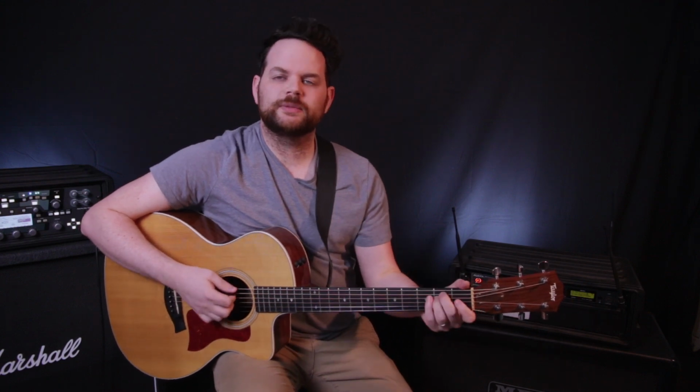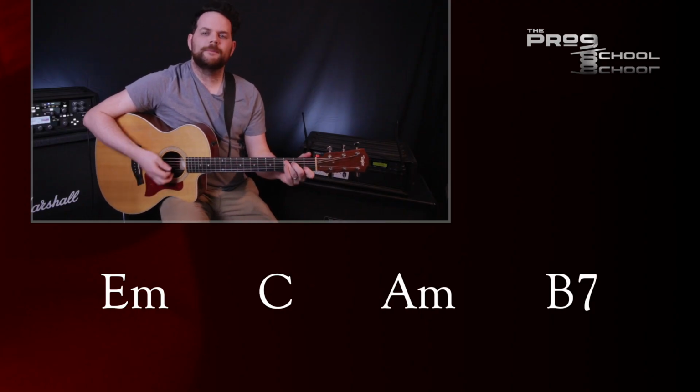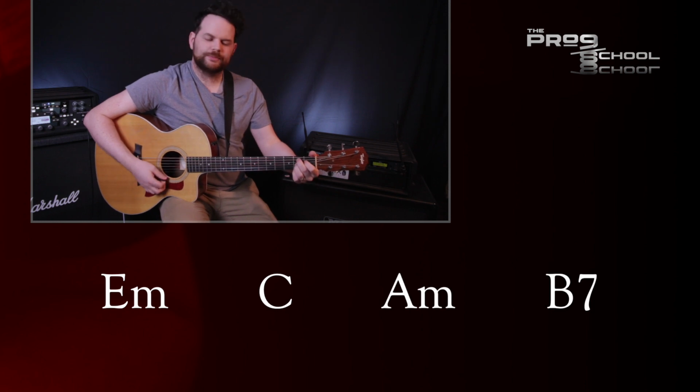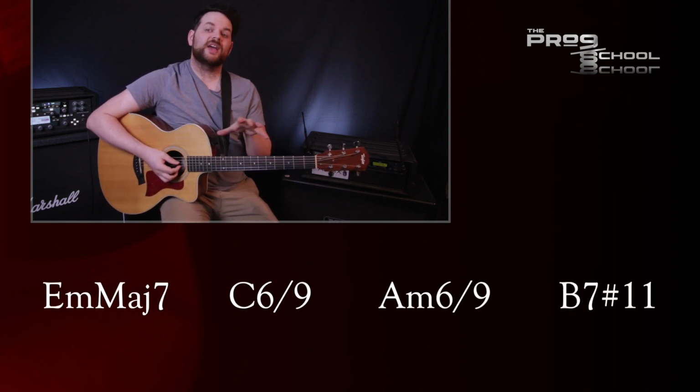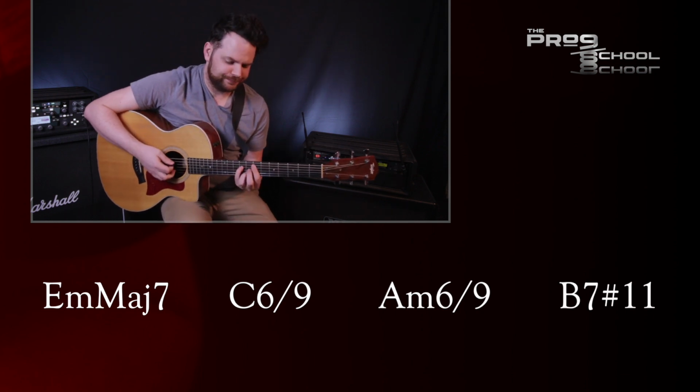Here's that basic E minor progression I've been using in all of these lessons. E minor, C, A minor, B7. Let's replace the B7 with a B7 sharp 11 and also some of the other chords we've already talked about.